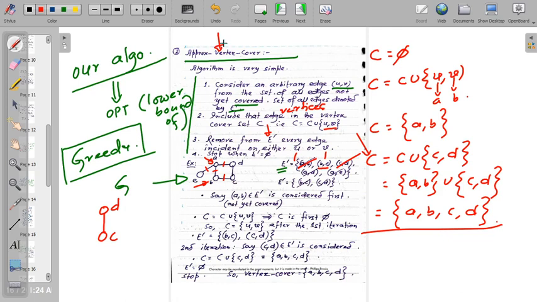Now you see how the structure is going on here. First we included AB, and this edge was considered. Next we included CD. This is AB.